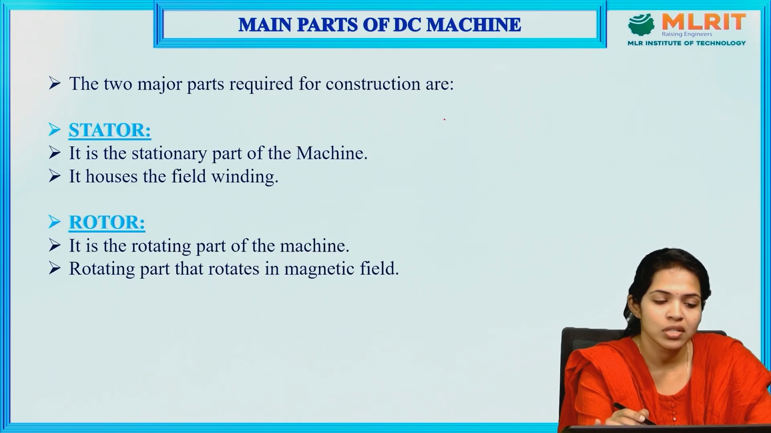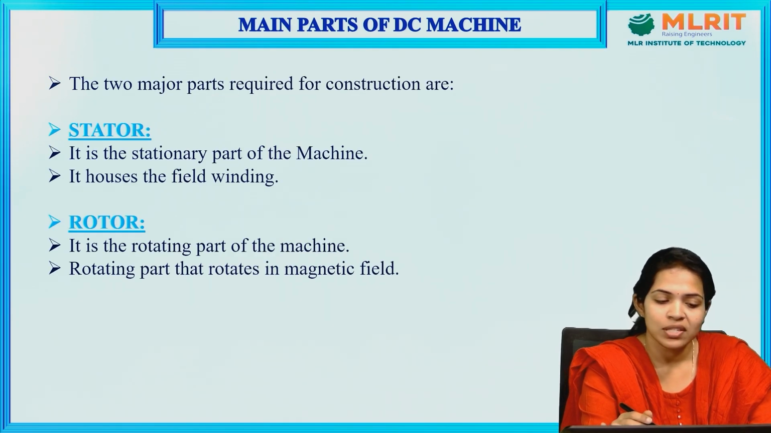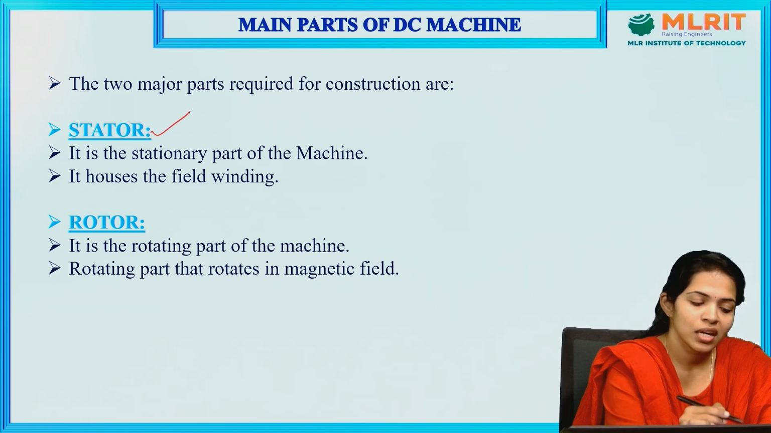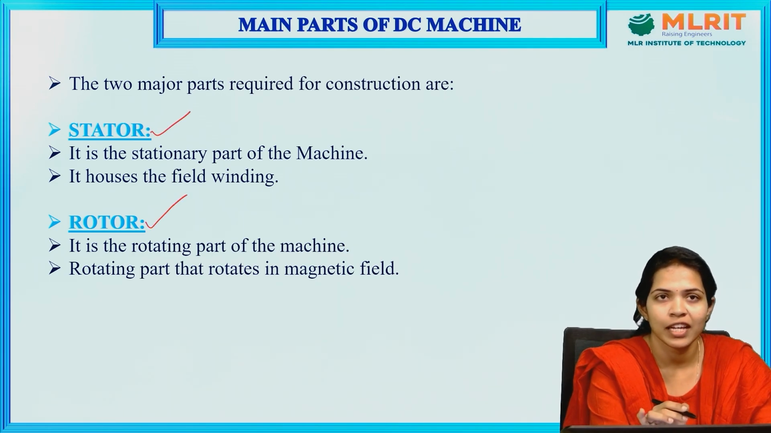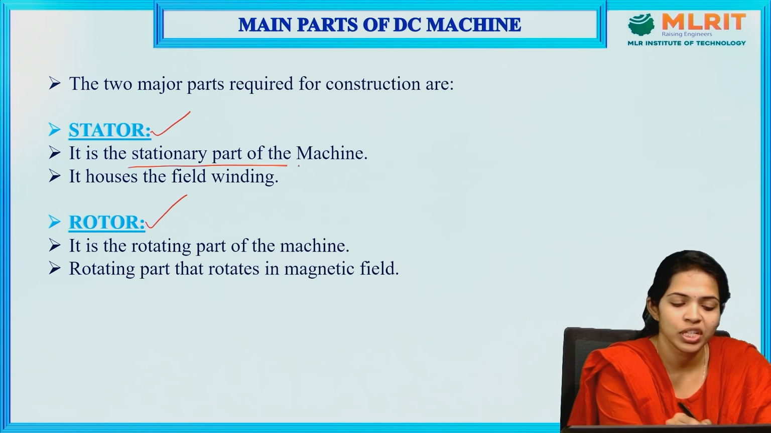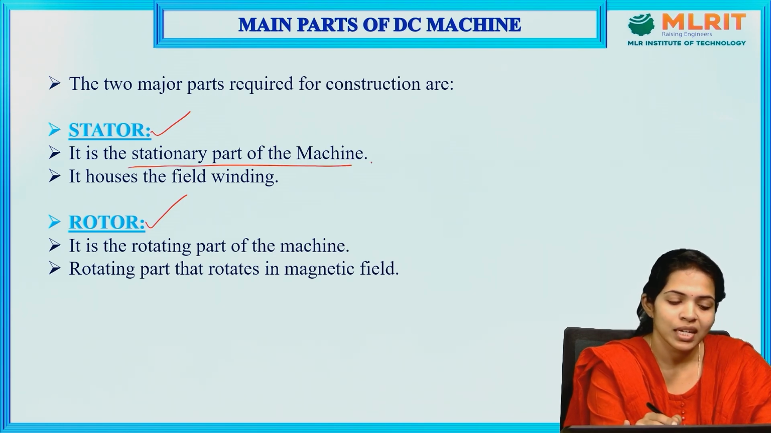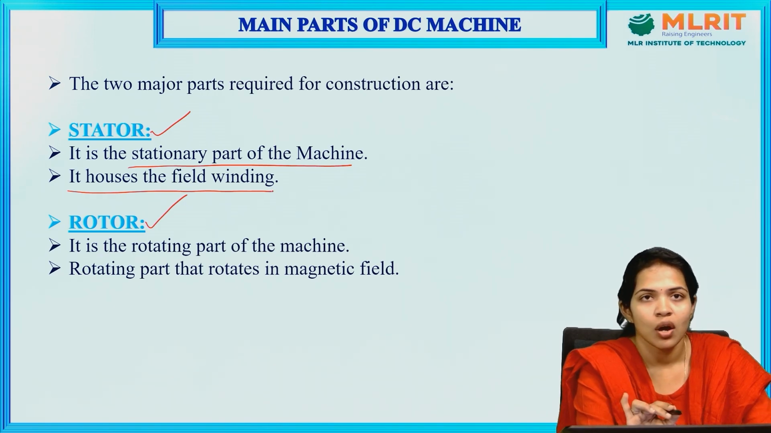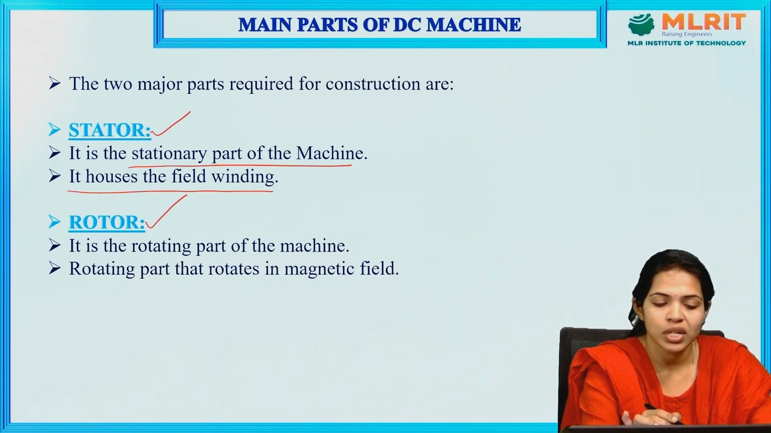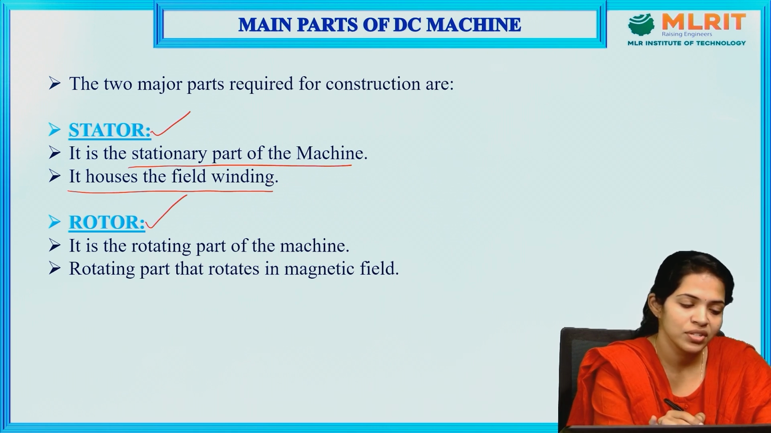Moving on to the first main parts of a DC machine. First one is the stator and the rotor. Stator, the name itself indicates it is the stationary part of a machine, which is static, and this stationary part of a machine will house all the field windings, all the poles and all the other remaining parts inside the DC machine.